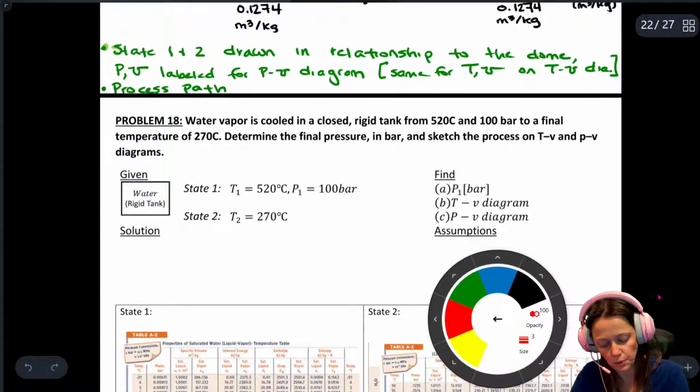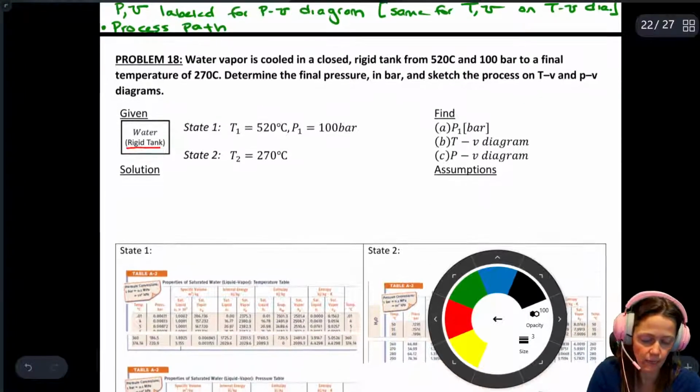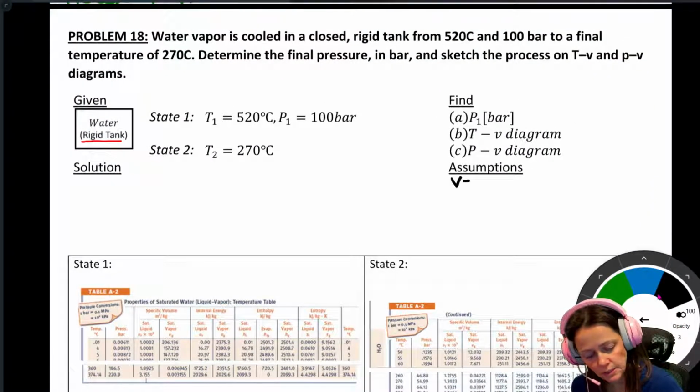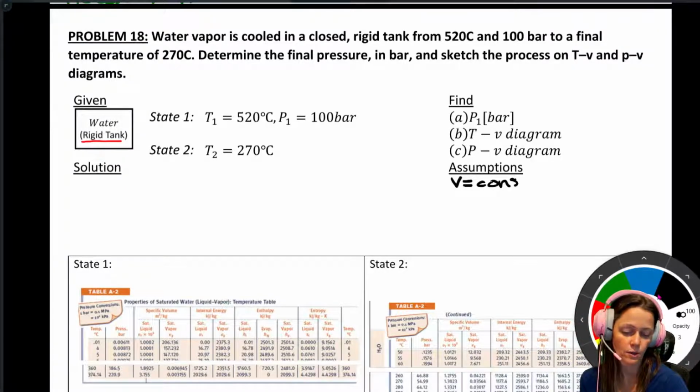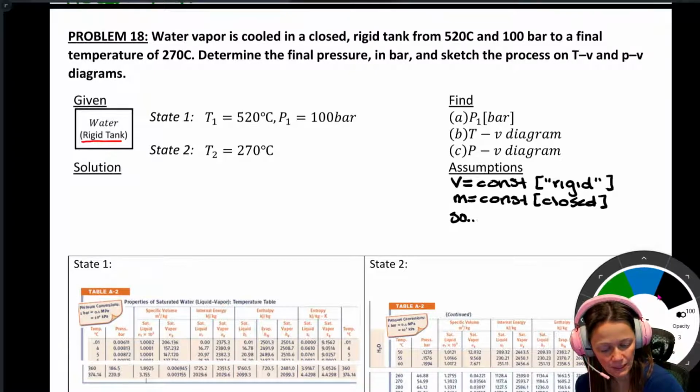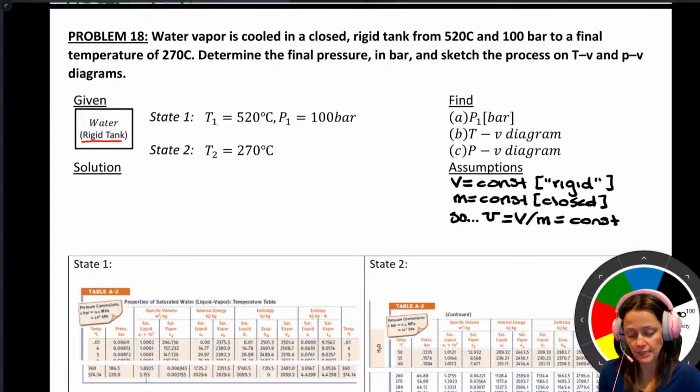So this is another example. We've got that rigid tank, so it's the same thought process. So our volume is constant. That's because we've got that rigid tank. And then we've got our mass, which is constant, just because it's a closed system. And so specific volume, constant divided by another constant, is constant. So we know that specific volume at state 1 and state 2 are the same.